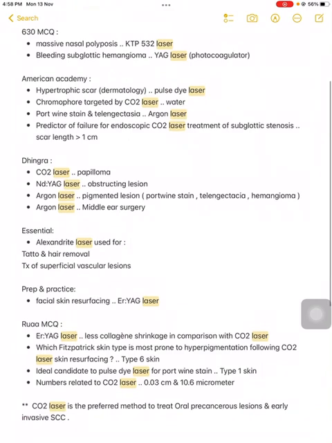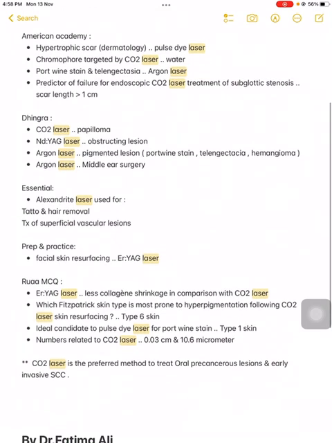For facial skin resurfacing, erbium doped YAG laser is used. It has less collagen shrinkage in comparison with CO2 laser. Dysplastic skin type is most prone to hyperpigmentation following CO2 laser skin resurfacing, which is type 6 skin. The ideal candidate for pulse dye laser for port wine stain is type 1 skin.